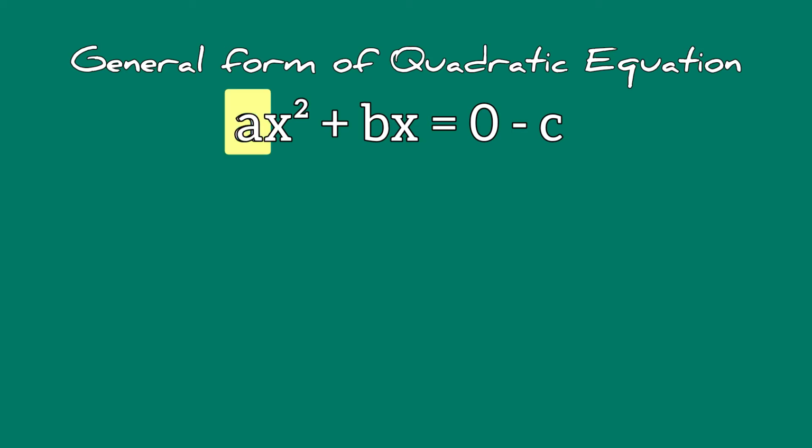Now, we have to remove a from x squared. To do this, we need to divide both sides of the equation by a. Then we cancel similar terms from the denominator and numerator. Simplify. Then we have.